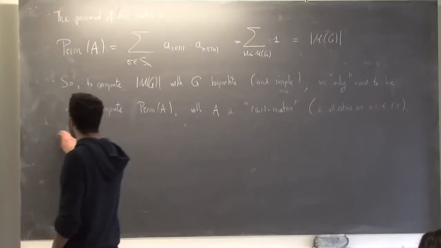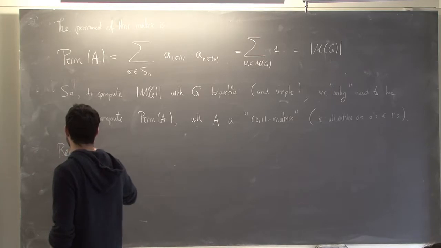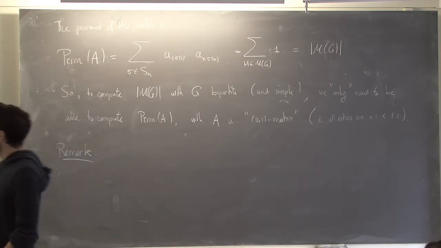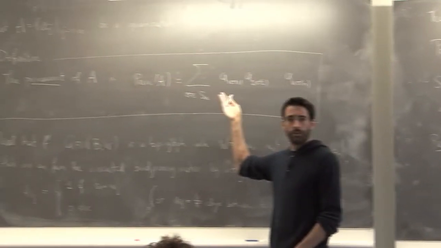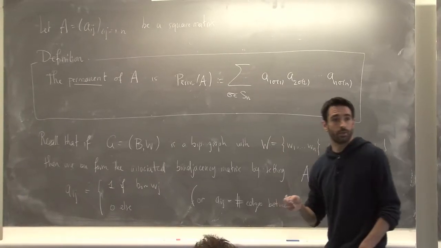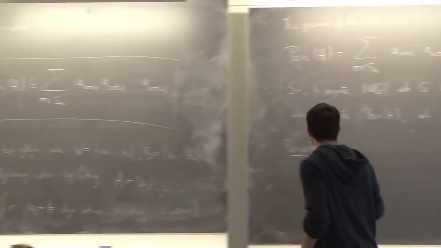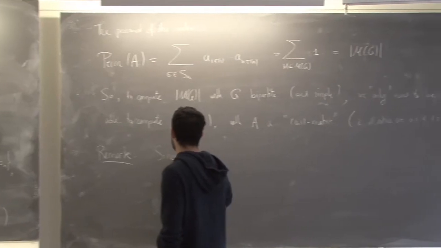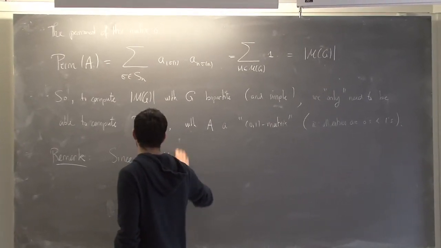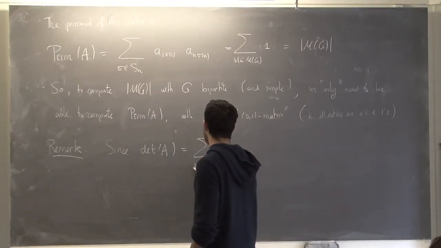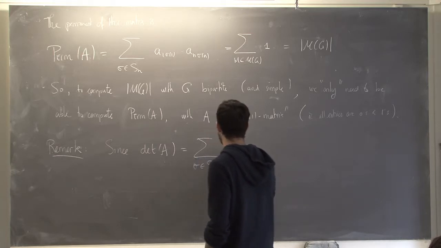Right? So of course there is hope, because this permanent looks very much like a determinant. Obviously, you just have a sign. So the determinant of A is almost the same as the permanent, you only have the sign.